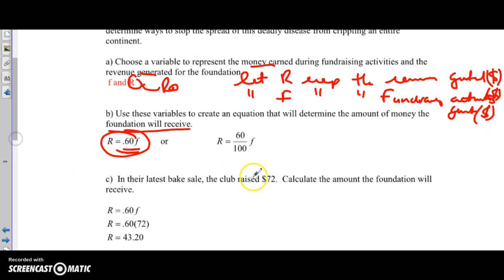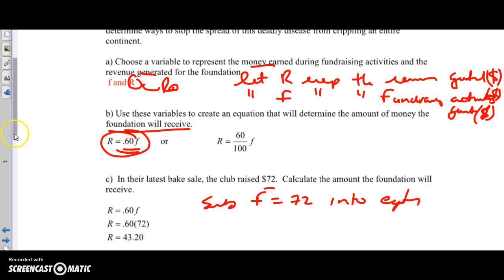Their latest bake sale, they got 72 bucks. What did they donate? Well, here you're going to sub F, sorry, is equal to 72 into the equation. And again, you don't need dollar signs or anything because you've already said here that F is the amount fundraised in dollars. So F is equal to 72. And technically, it would be wrong if you put dollar signs here because you're going to double up with your dollar signs. So you sub in, and then you get $43.20.